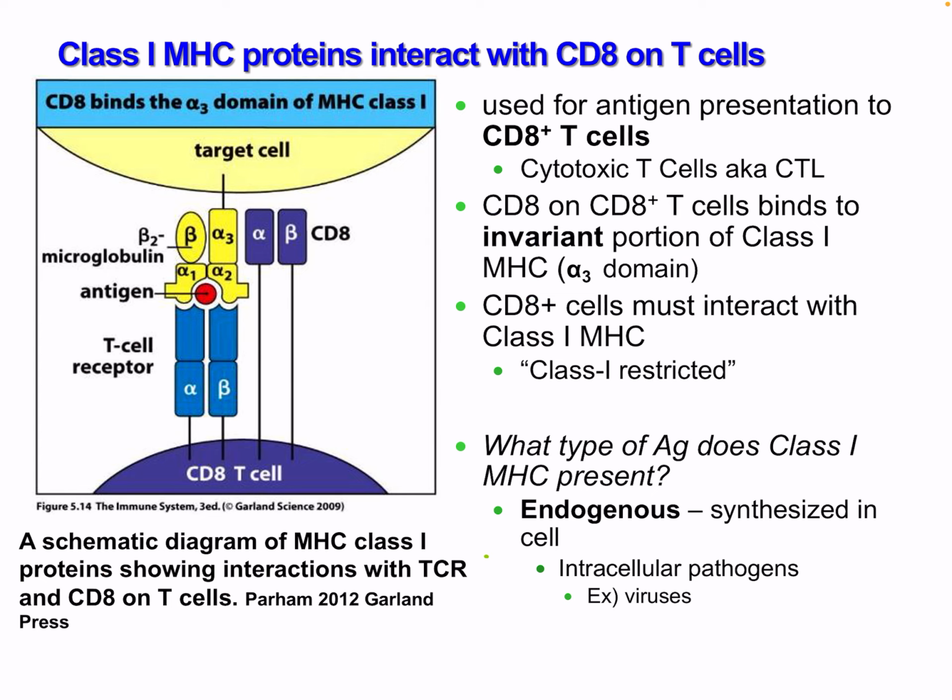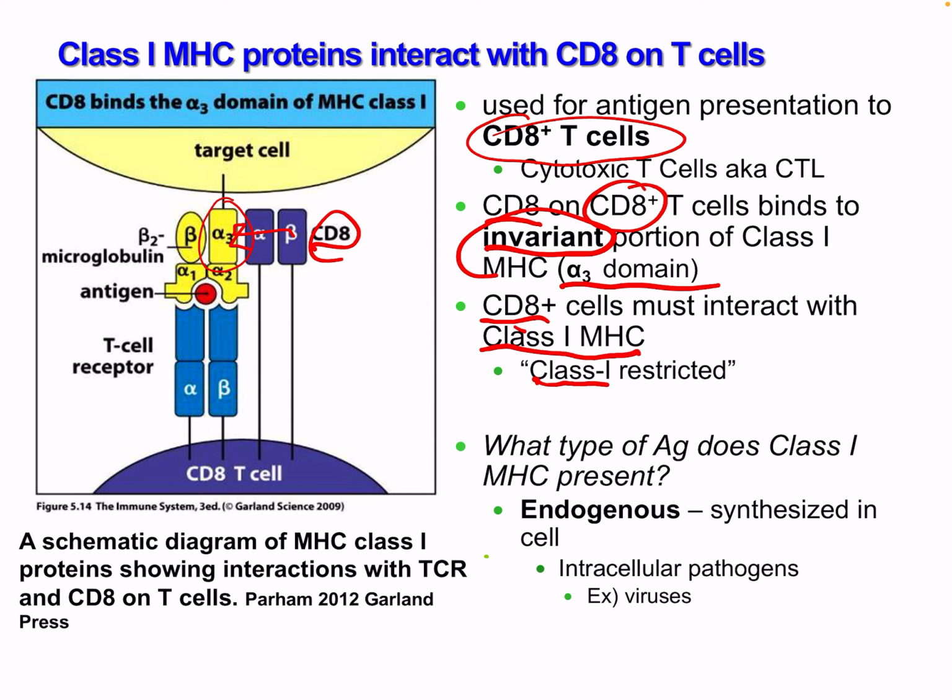So class 1 MHC is used for antigen presentation to CD8 positive T cells, as we said, and these are the cytotoxic T cells used for killing. The CD8 on the CD8 positive T cells binds to the invariant portion of the class 1 MHC, or the alpha 3 domain. So here we can see CD8 binds to alpha 3. The CD8 positive T cells must interact with the class 1 MHC. The terminology commonly used is class 1 restricted, so they will not work without MHC class 1 activation as well.